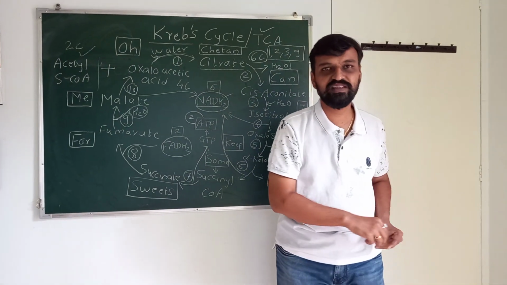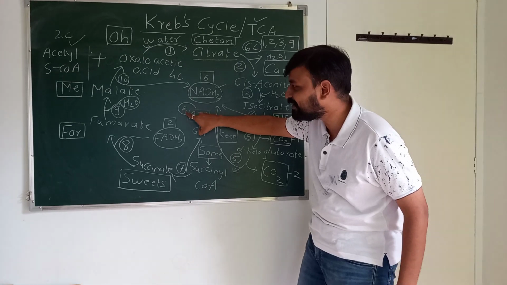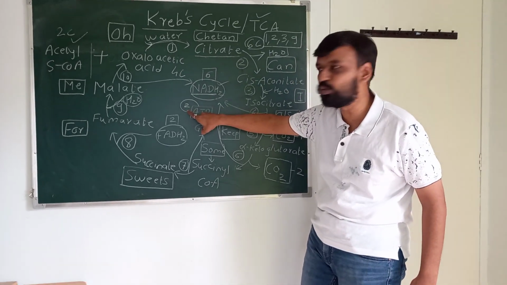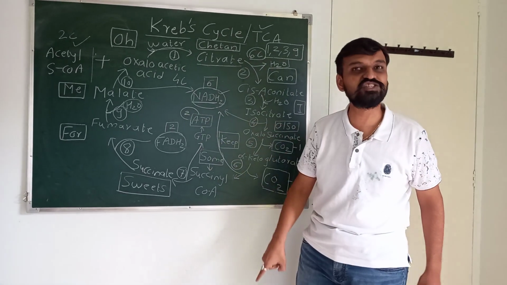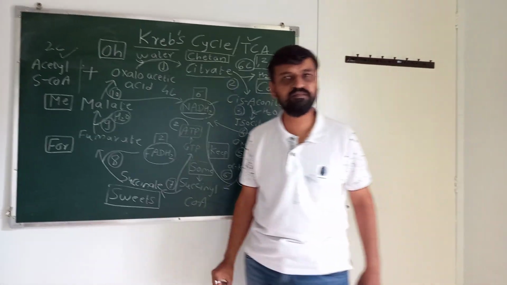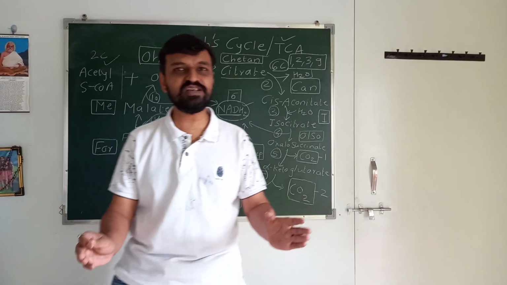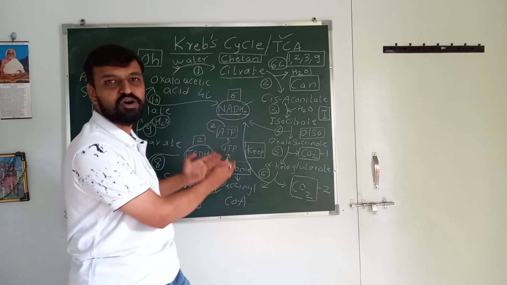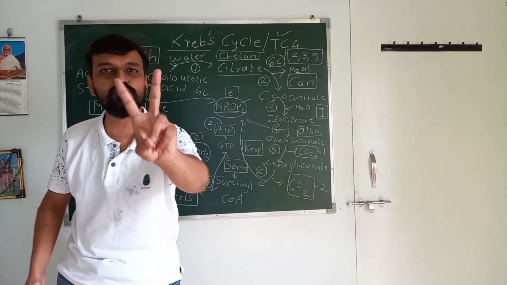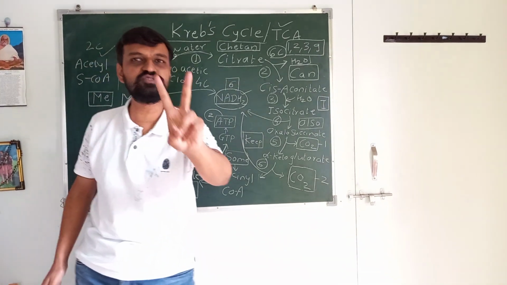2. So guys, I have written here, you can look at this. 2 ATP molecules are synthesized in Krebs cycle. Finished. How much ATPs are formed in Krebs cycle? The number is 2. 2 ATP molecules are formed.